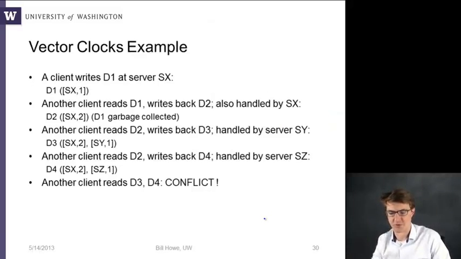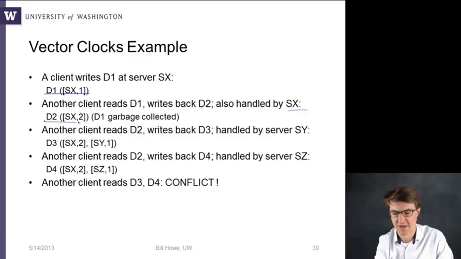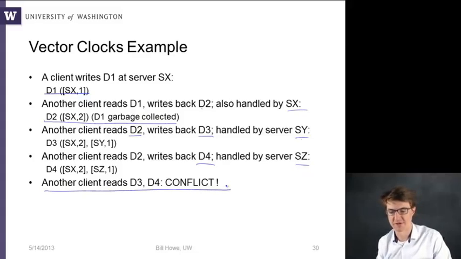So in the example, just to run through what we just saw, a client writes D1 to server SX and creates this value. Another client reads D1 and writes back D2, also handled by SX, and D1 was garbage collected. Then separate clients read D2 and write back D3 and D4 on two different servers, SY and SZ. And then another client reads D3 and D4 and finds that there's a conflict. The system reports that there's a conflict to be handled.